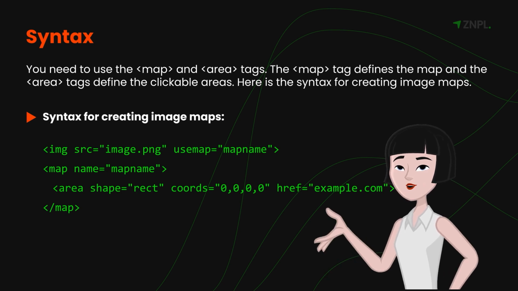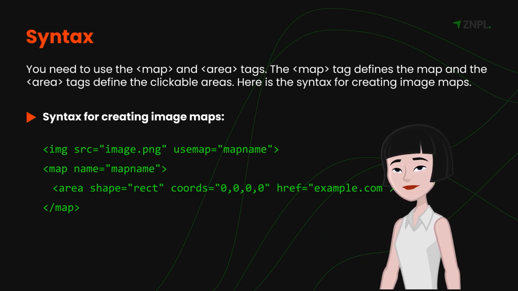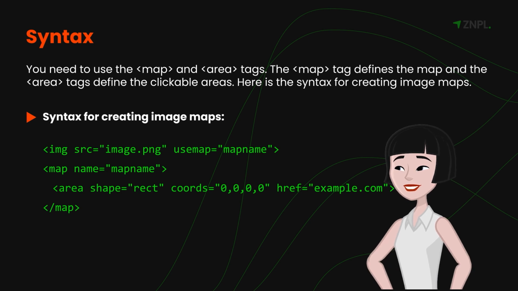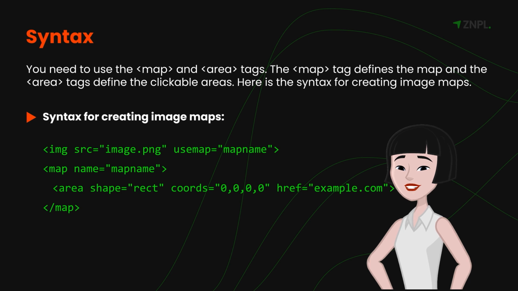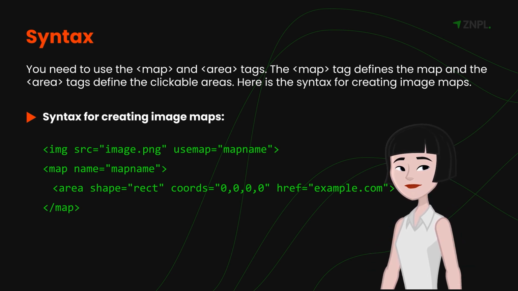3. Define clickable areas. Within each area element, specify the shape, coordinates, and the link or action associated with it using the shape, coords, and href attributes, respectively.